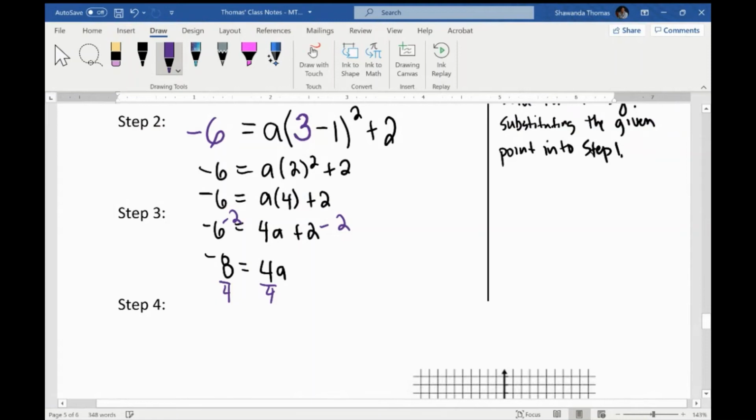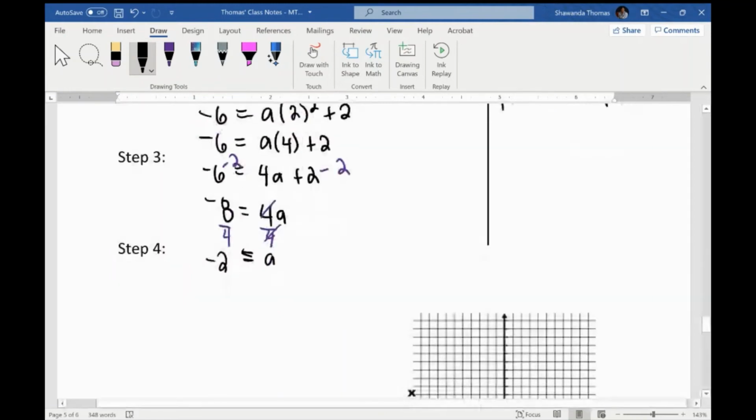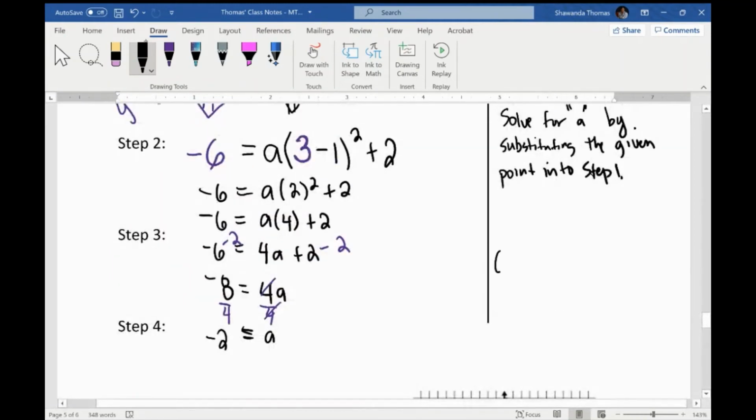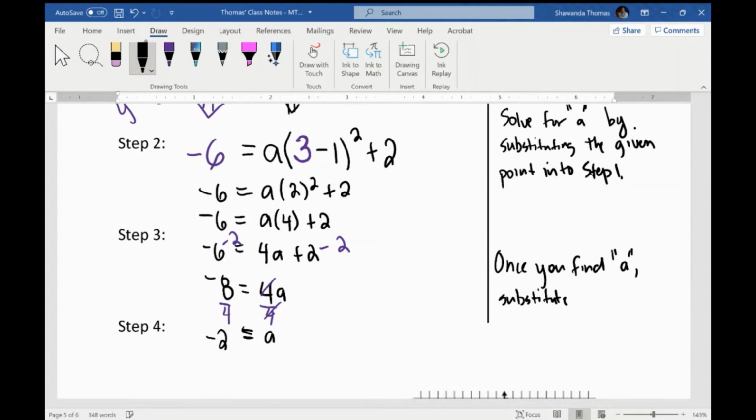I always have to ask sometimes. I just want to make sure you knew it was 4, not -8. All right, and so a equals what? -2. All right, now that we found a, once you find a, substitute a back into step 1.